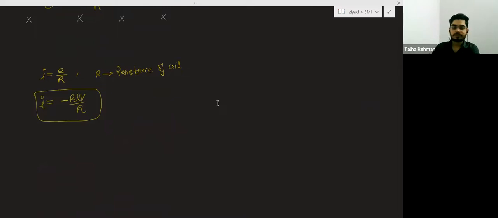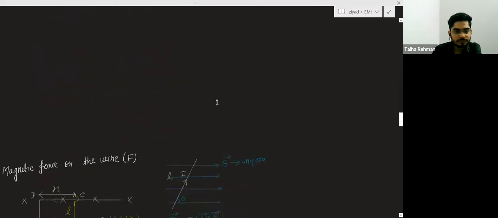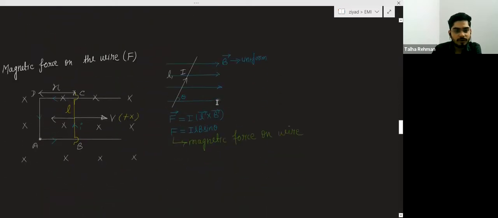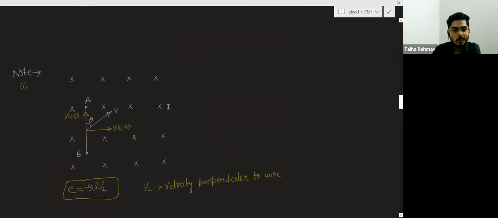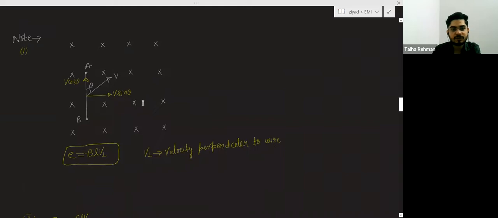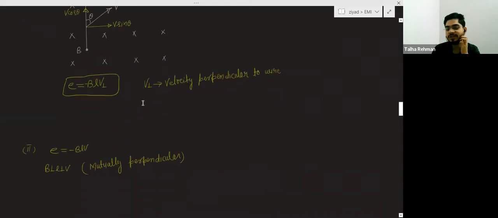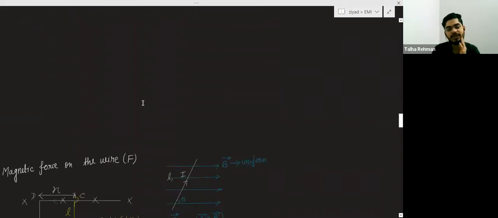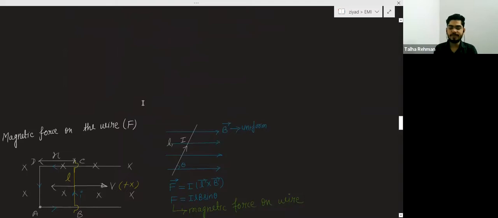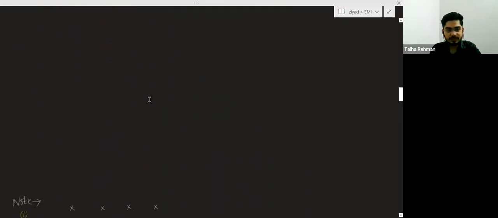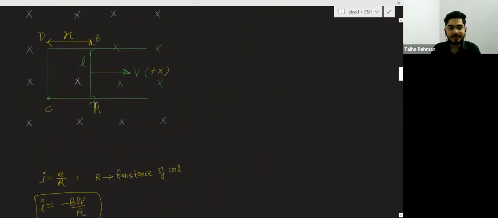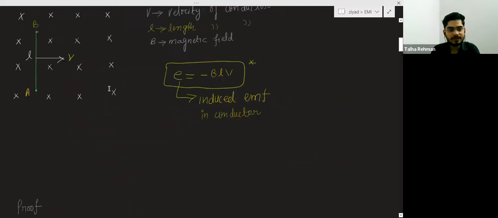Now we will discuss actually this thing. So you were writing induced charge, right? Actually there is no requirement of that because we will calculate the magnetic force. So now you should analyze this. What is happening? This is the wire AB.